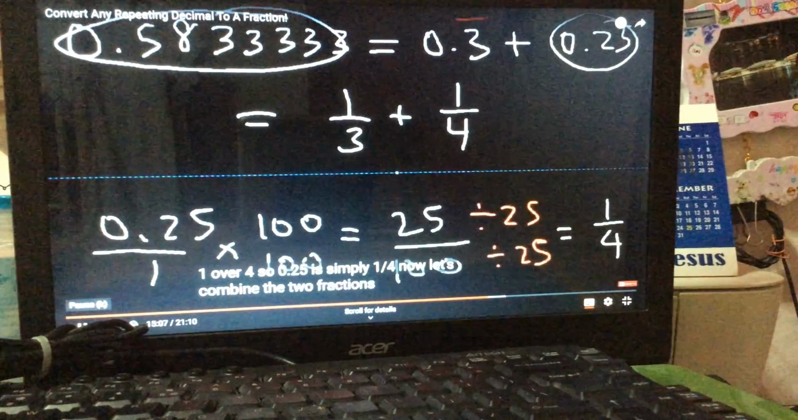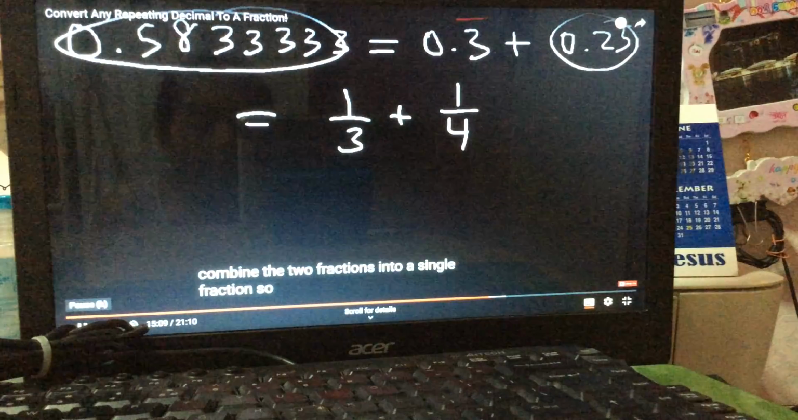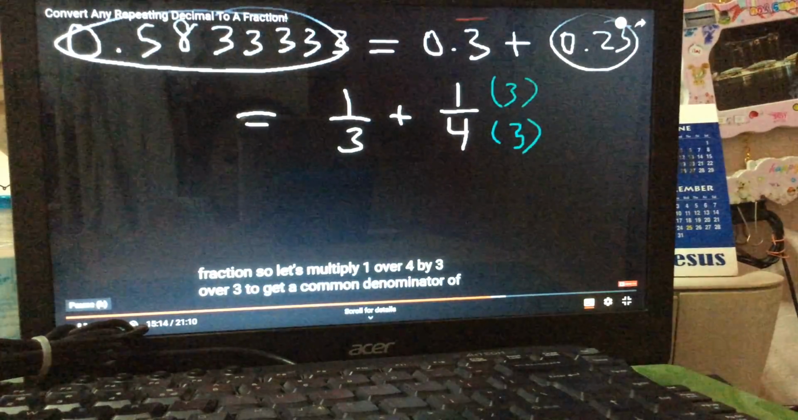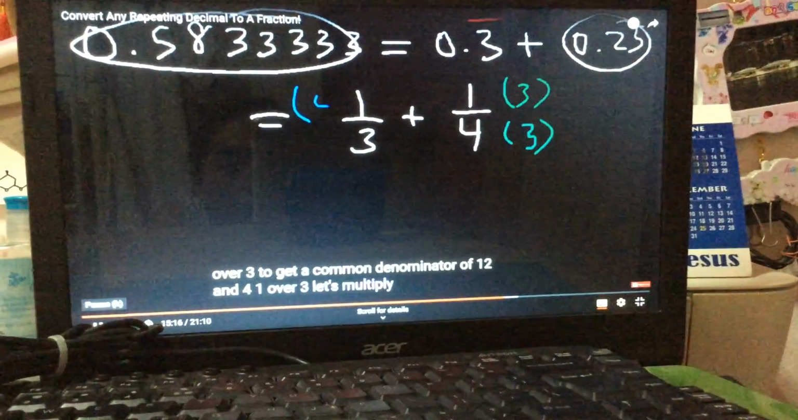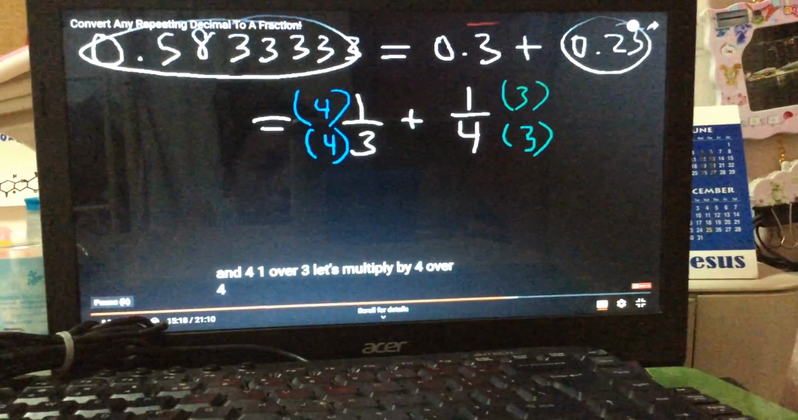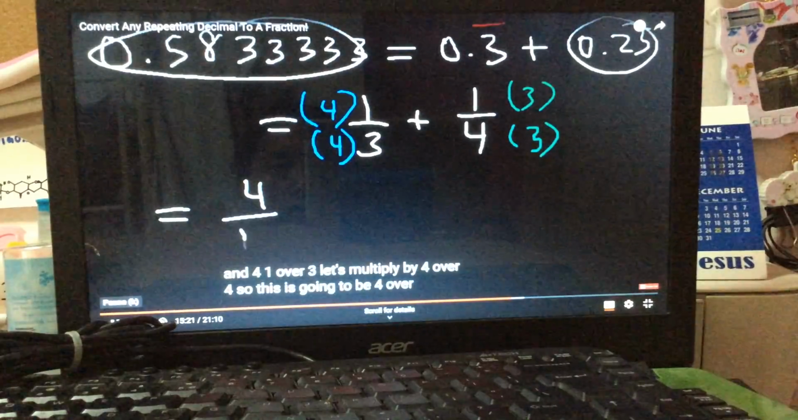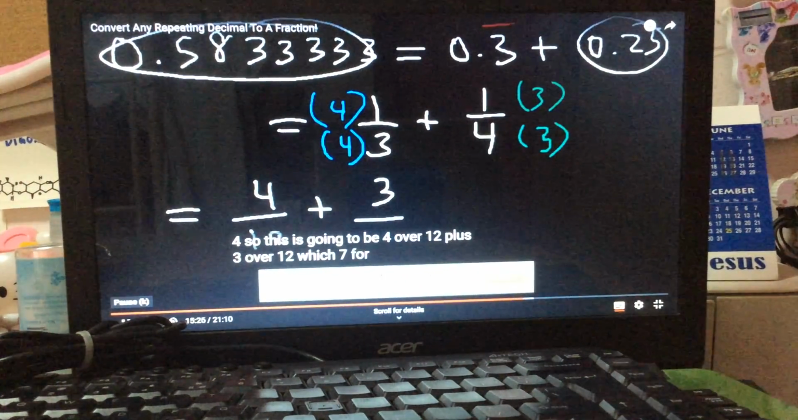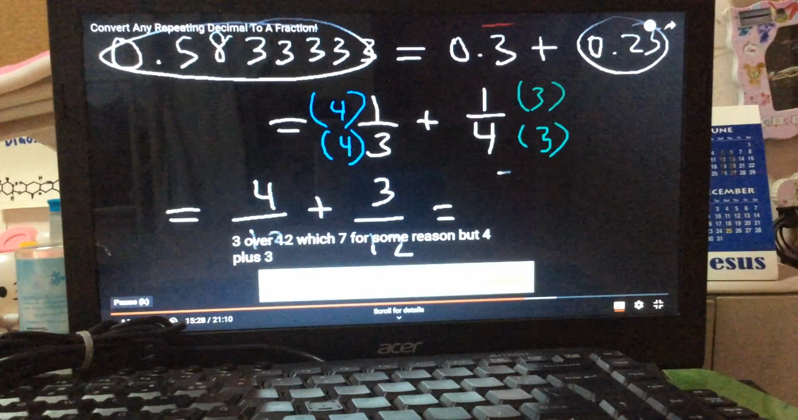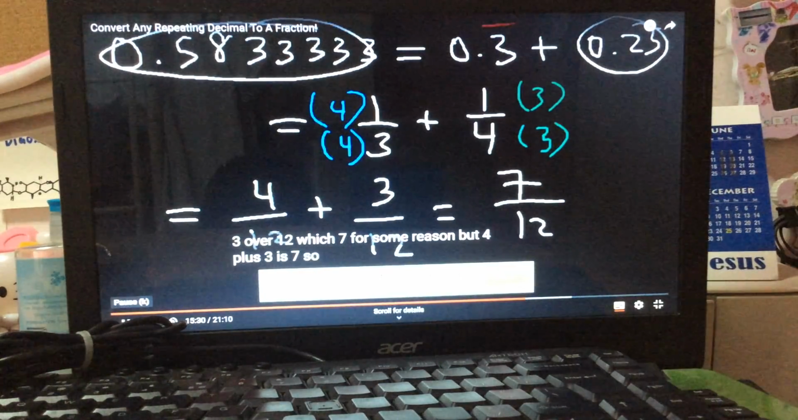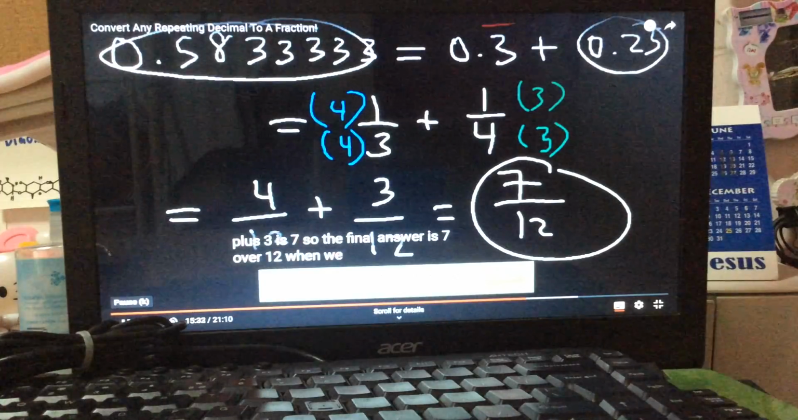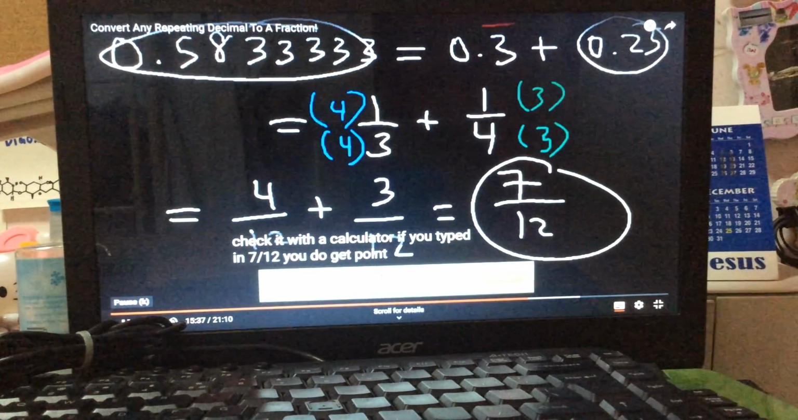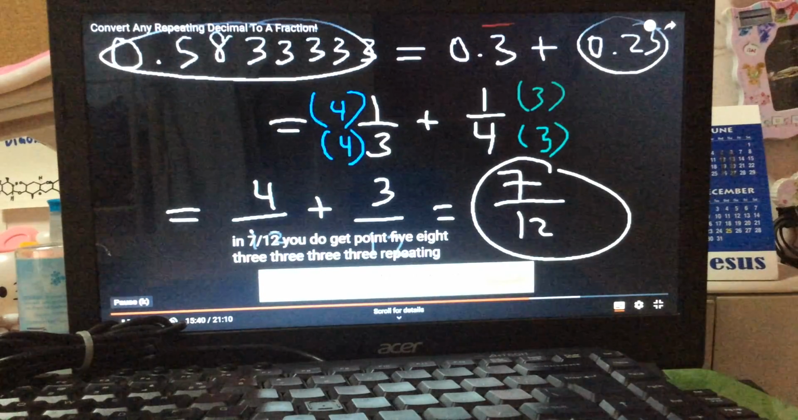Now, let's combine the two fractions into a single fraction. So let's multiply 1 over 4 by 3 over 3 to get a common denominator of 12. And for 1 over 3, let's multiply by 4 over 4. So this is going to be 4 over 12 plus 3 over 12, which I wrote 7 for some reason, but 4 plus 3 is 7. So the final answer is 7 over 12, and we could check it with a calculator. If you type in 7 divided by 12, you do get 0.5833333 repeating.